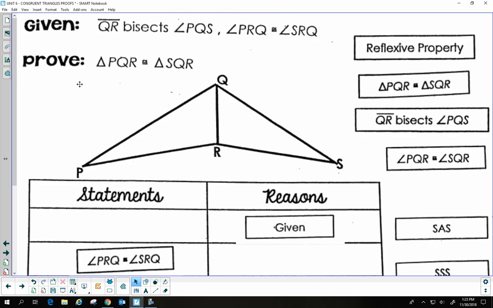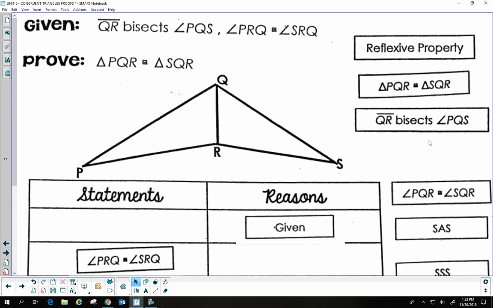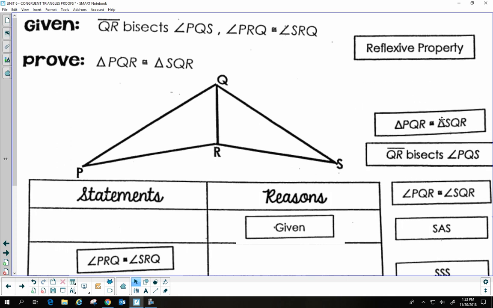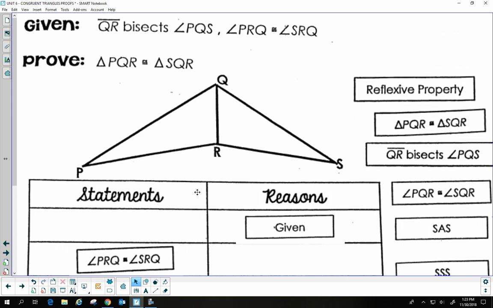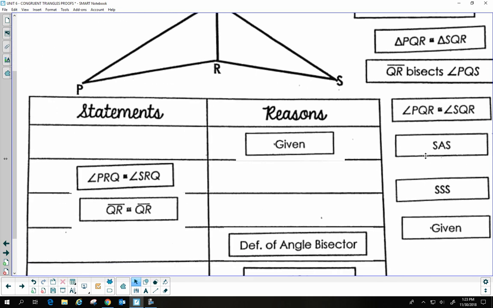So I want you to see if you can try this one. I would copy down the picture, the given, and the things to prove, and then I will scroll down. So pause, copy that. I'll bring all this stuff down so you can see the two columns and the options and try and fill in this proof.